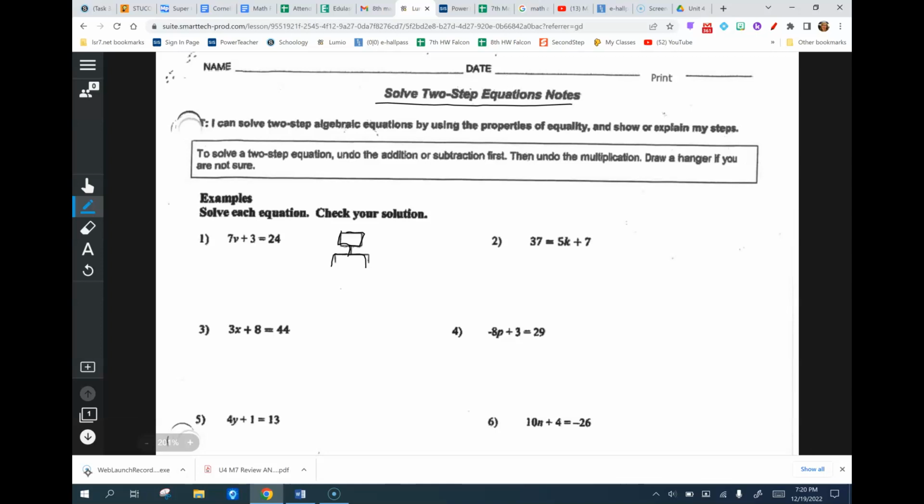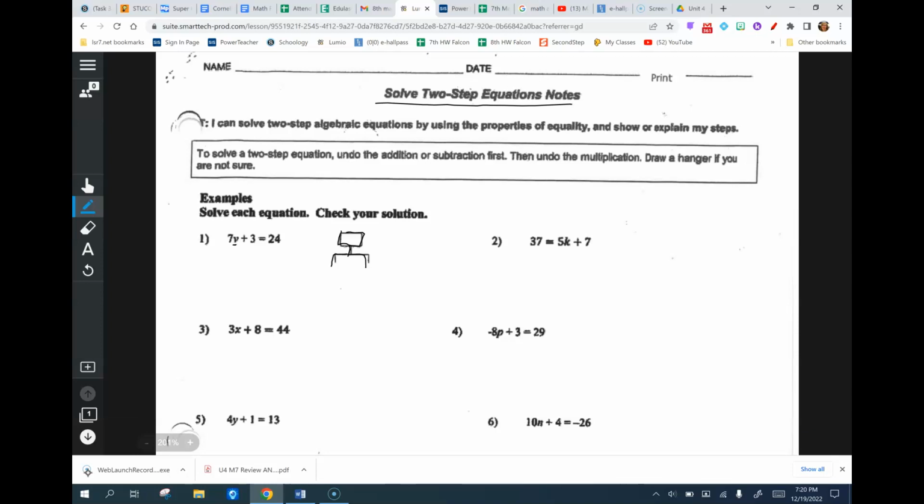So when I look at this equation, I have a 7v plus 3 equals 24. I want to get rid of the 3. It's kind of like you start with the thing that is connected that's furthest away from the variable but it's on the same side. So see how 3 is on the same side as the variable, but we're not going to deal with the number right by the variable until the end.